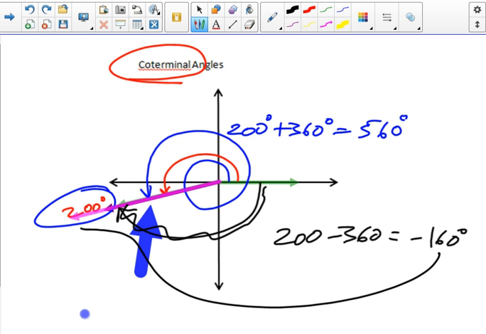That's the pink angle. Negative 160 is also coterminal, but once again, still just added or subtracted 360. So to find coterminal angles, either add 360 or subtract 360, and you can get an infinite number of them. You add 360 3 or 4 times, that means you go around 3 or 4 times, then you go to your angle. So it's just a matter of adding or subtracting 360.